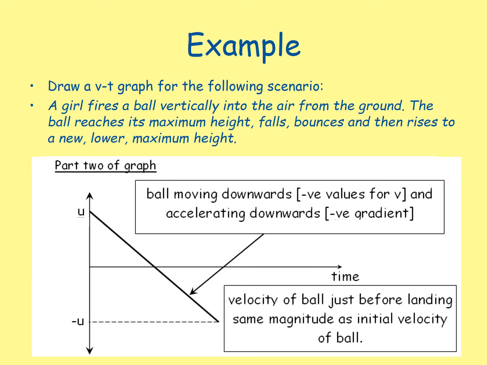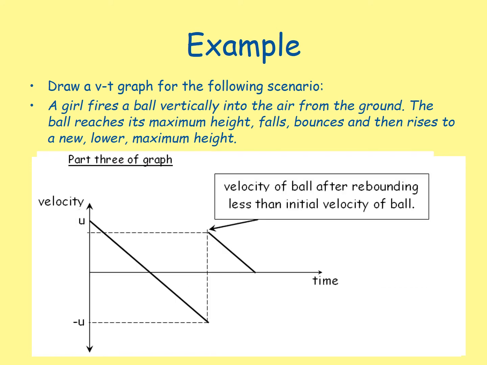The second part of the graph is going to show the velocity of the ball just before landing, which is the same magnitude as the initial velocity of the ball. You see we've got u up at the top there, which is our initial velocity, and negative u at the bottom. That's our end speed it's going to reach just before landing.